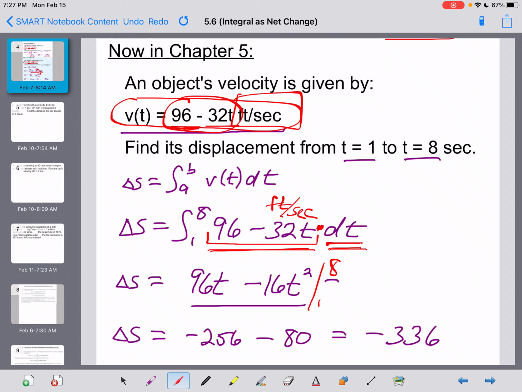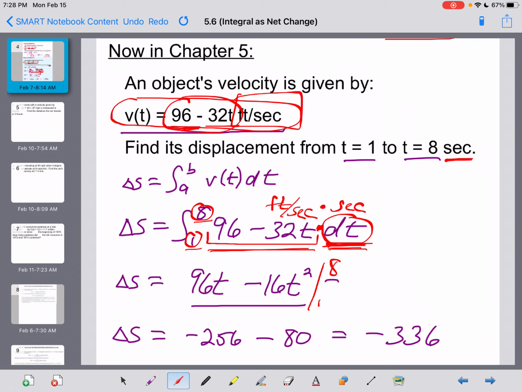So that means that this 96 minus 32t feet per second is being multiplied by dt. And what is that? dt is very similar to delta t. It means change in time. And the units of time we are dealing with in this problem are seconds. One thing you will hear me say a lot is the connection between this variable of integration and these limits of integration. Time is being measured from 1 to 8 seconds.